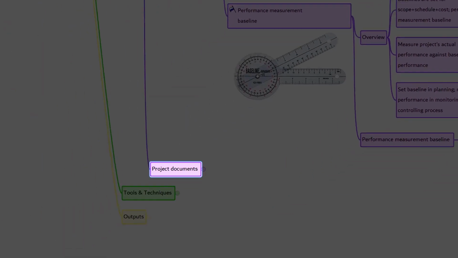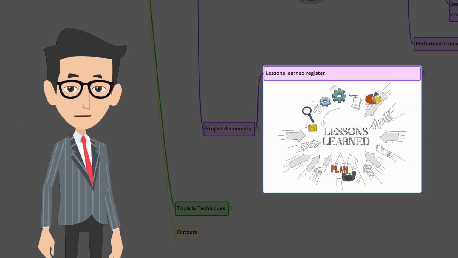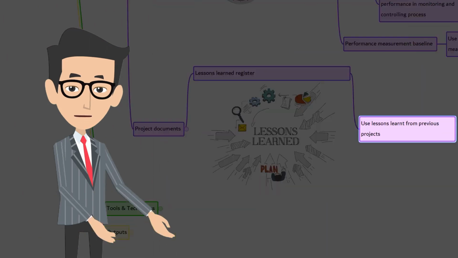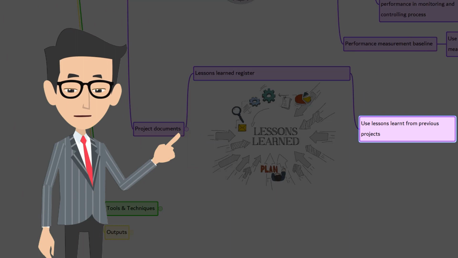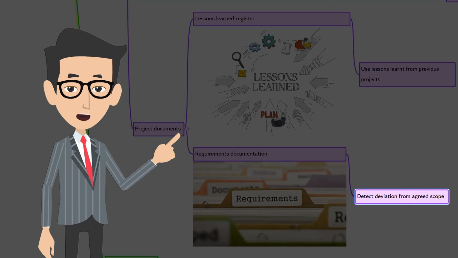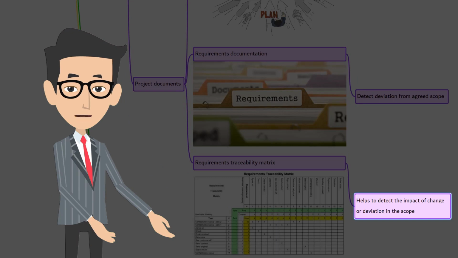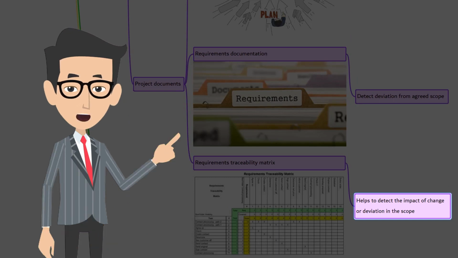The next is project documents. Let's look at the key documents that are relevant to control scope. The first is lessons learned register. You should apply lessons learned from the previous project to improve scope control. Requirements documentation. Requirements documentation is used to detect any deviation in the agreed upon scope for the project or for the product. Requirements traceability matrix. The requirements traceability matrix helps to detect the impact of any change or deviation from the scope baseline on the project objectives. It can also provide status of requirements.